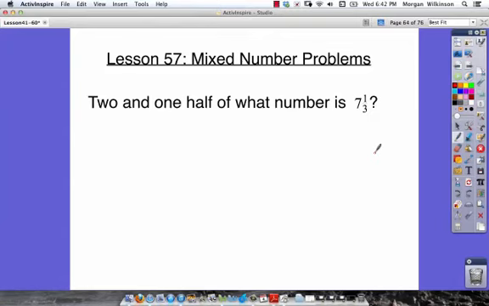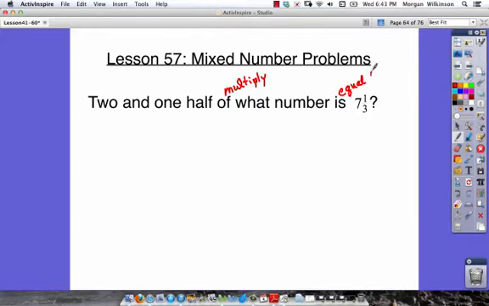Lesson 57 is about mixed number problems, and Lesson 57 is very similar to Lesson 56, except for the fact that we're going to have to write our own equations. Now, the first question says, 2 1/2 of what number is 7 1/3? If we want to solve this problem, we have to know that the word "of" means to multiply, and the word "is" means equal to.